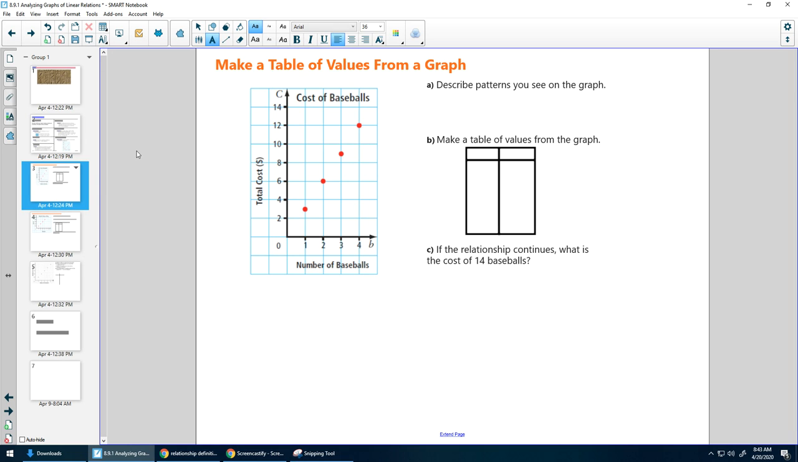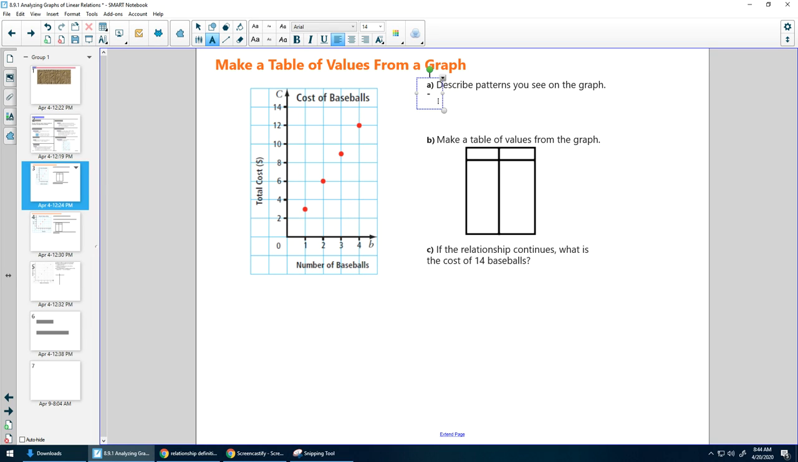Okay, so first thing, make a table of values from a graph. Well, we have a graph here that's cost of baseballs. We have total cost on our y-axis and the number of baseballs on our x-axis. Step 1, describe patterns you see on the graph. Well, there are any number of patterns we can write down. I'm going to give you an example, and I will type that out right here.